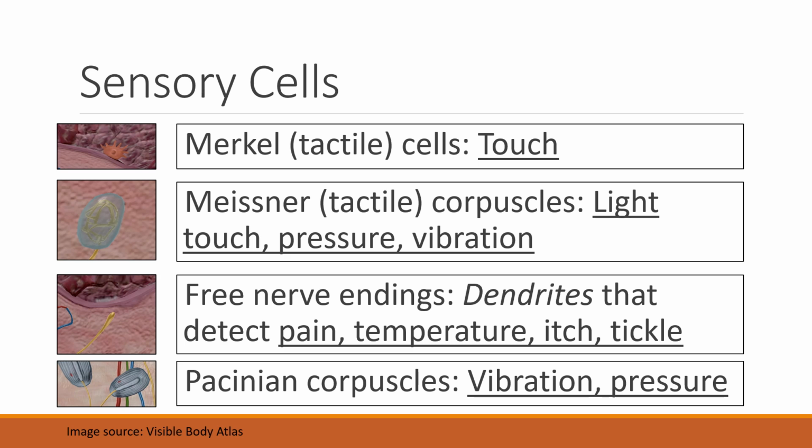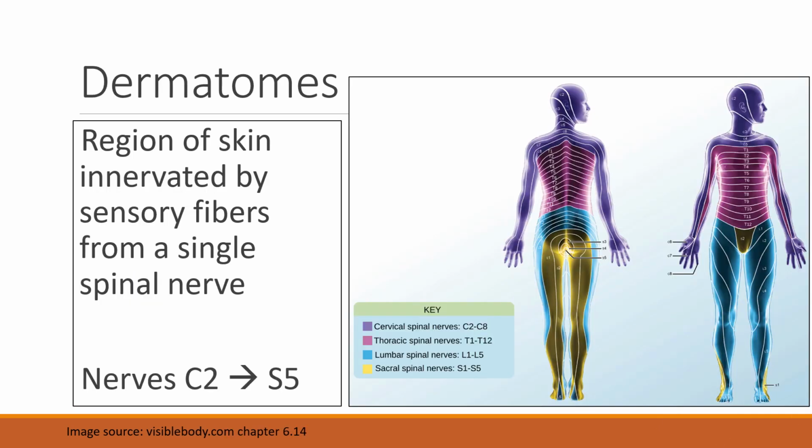So here's a little bit of a differentiator. I put this together. Merkel cells and Meissner cells, the M's, are both tactile and sense touch. These Meissner cells do a little bit more, but just think about touch. Free nerve endings are actually dendrites of neurons. Remember we talked about dendrites? They detect pain, temperature, itch, tickling, and some of these other things. And then of course Pacinian corpuscles are vibration and pressure. So we talked about the cellular level of sensation in the skin.